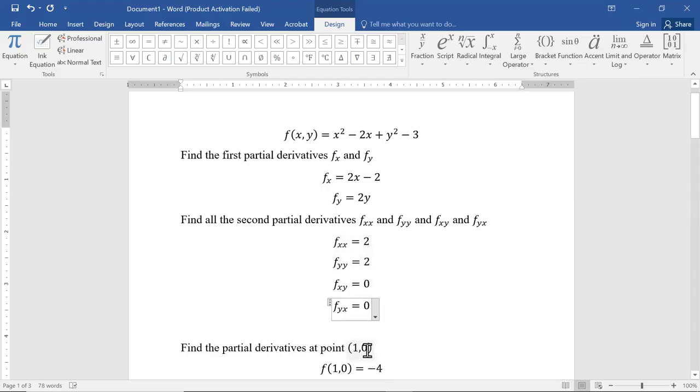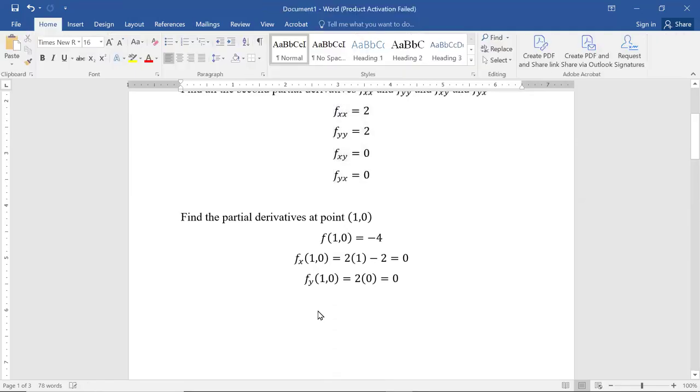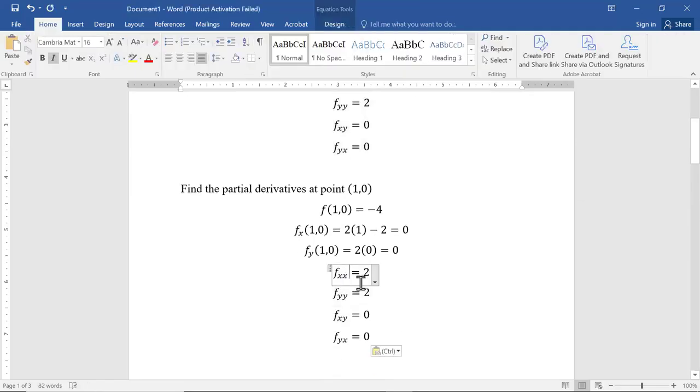So at the point 1, 0, let me copy and paste. So at the point 1, 0, f sub xx is 2. At the point 1, 0, f sub yy is 2. At the point 1, 0, f sub xy is 0. At the point 1, 0, f sub yx is 0. They're all just constants.